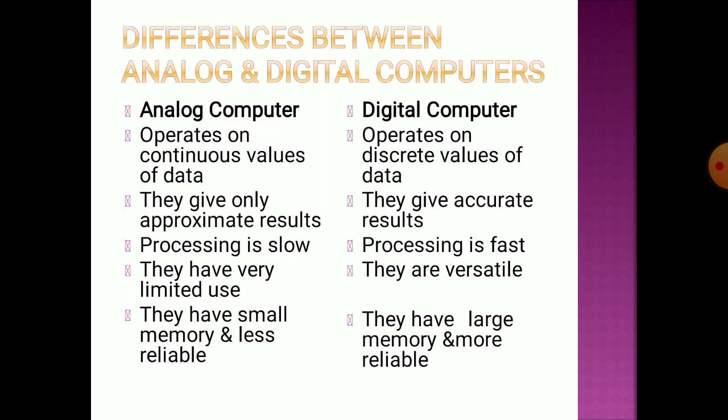Next, analog computers have very limited use, whereas the digital computer is versatile, means you can use it in many fields for multiple purposes. Analog computers are limited, we can use them only for that specific purpose, like the special purpose computers. Fine. The last difference between analog and digital is that analog computers have small memory and are less reliable, whereas digital computers have more memory capacity and are more reliable. Fine. So these are all the differences between analog computers and digital computers.